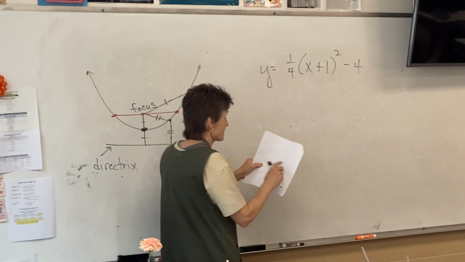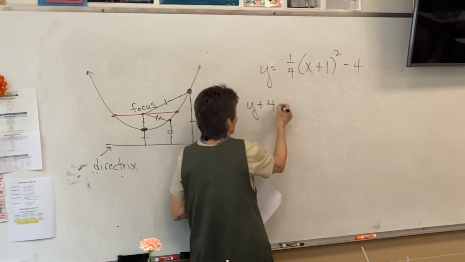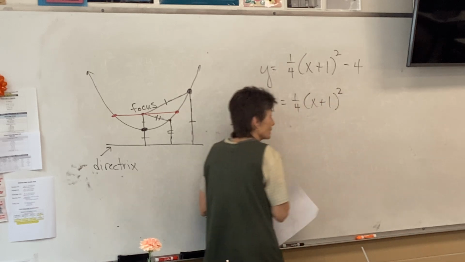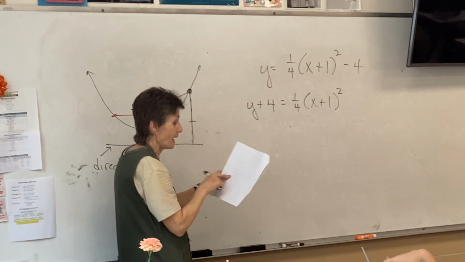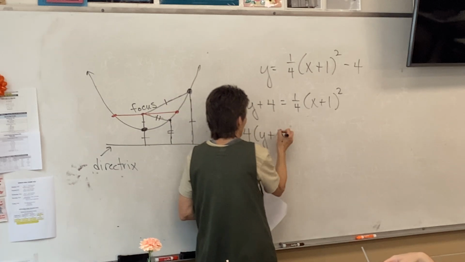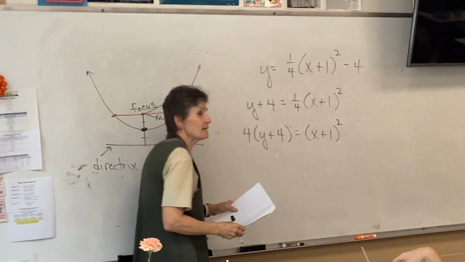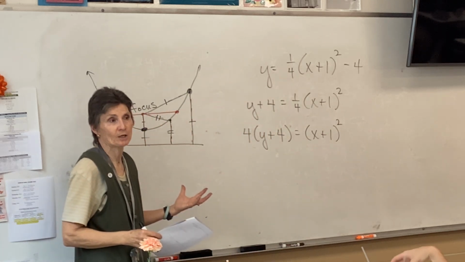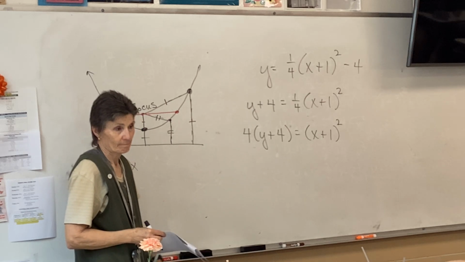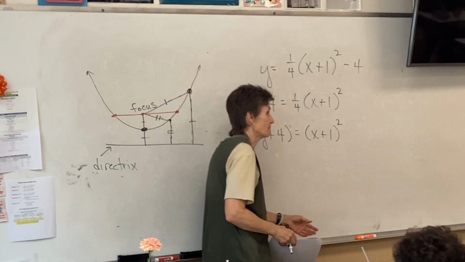So if you notice, I brought the 4 over, and then multiplied by 4. And would you agree that that is exactly the same equation, just written differently? Yeah. Okay, so where's the vertex?